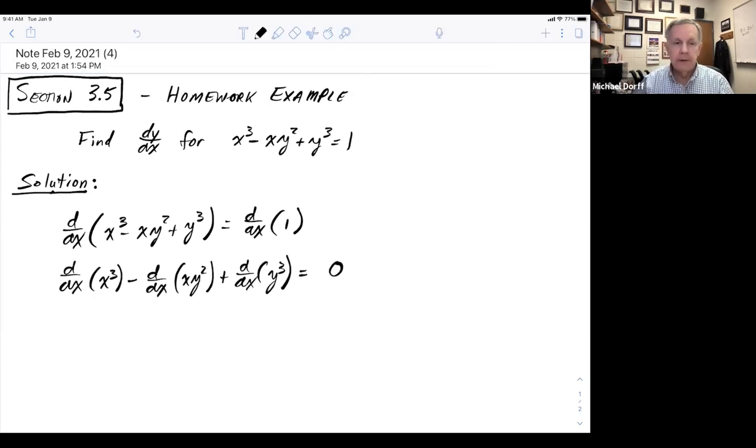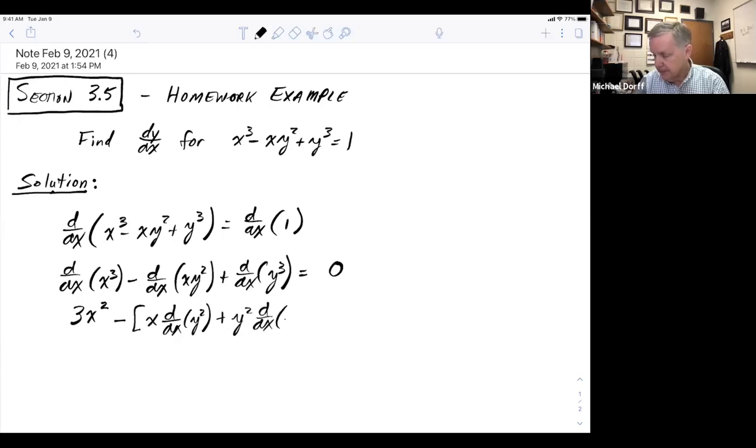Now on the left side, d dx of x cubed: the derivative of x cubed is 3x squared. And then I would have a dx, which I can just leave off, so I'm just going to write 3x squared. On the next term, I have d dx of x y squared. Here I'm going to have to use the product rule because I have an x times a y squared. So I'm going to write this as the first, x, times the derivative, d dx of y squared, so the first times the derivative of the second, plus the second times the derivative of the first.